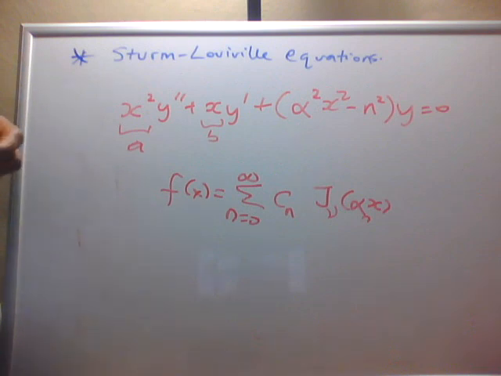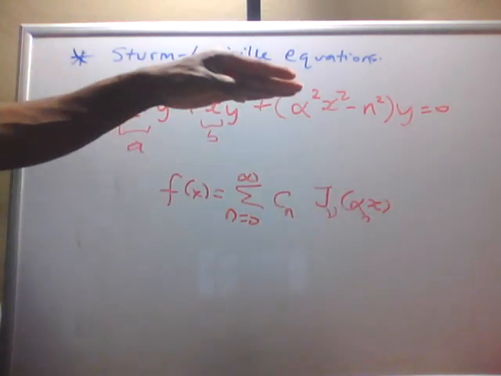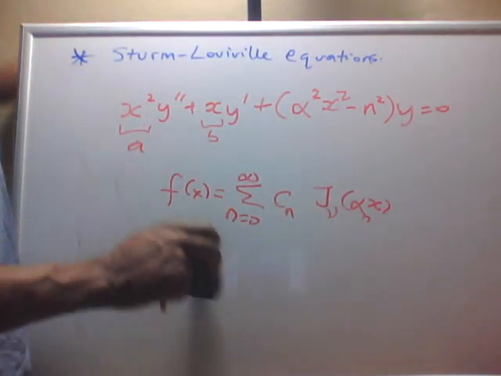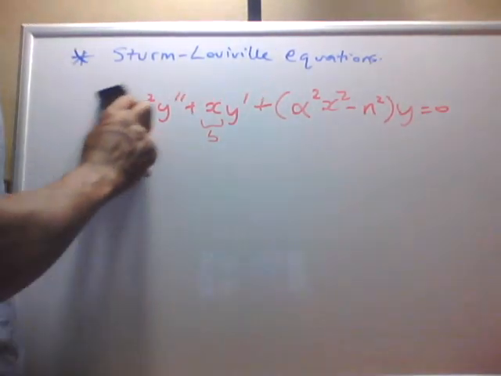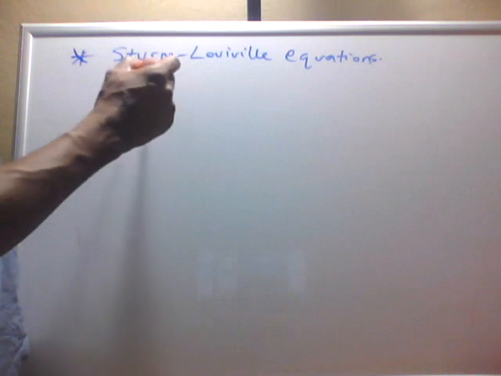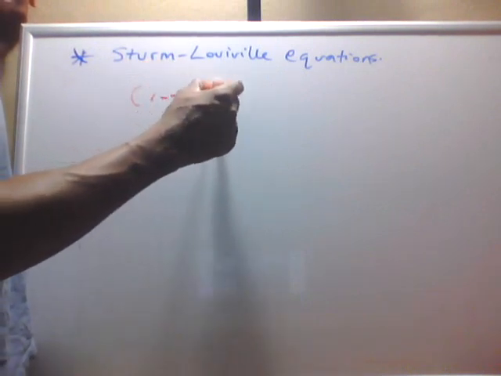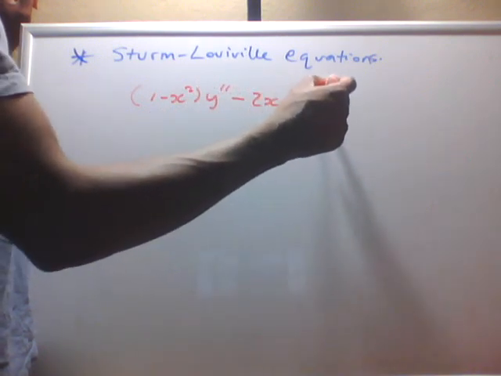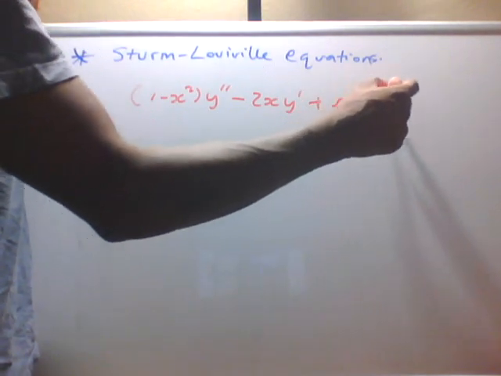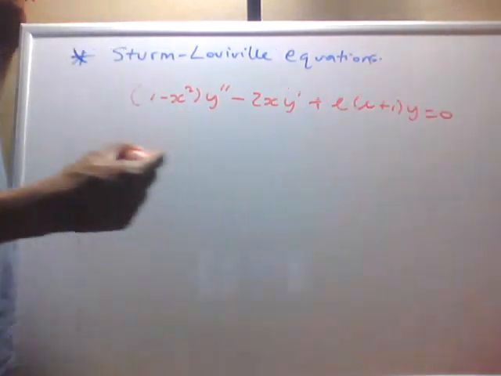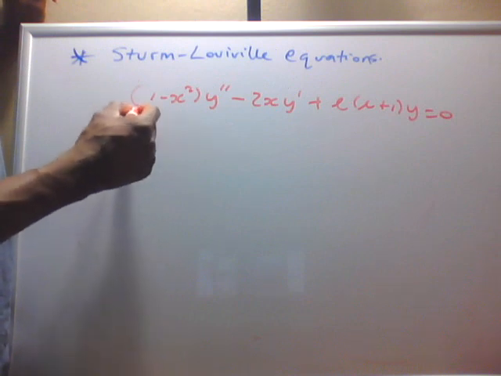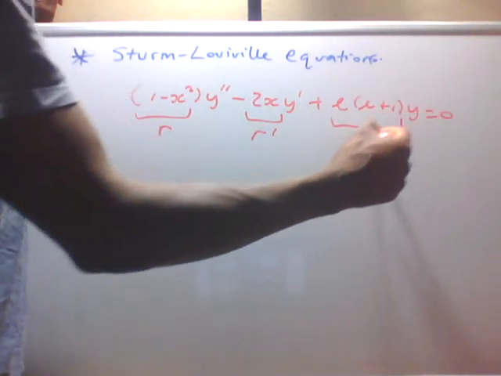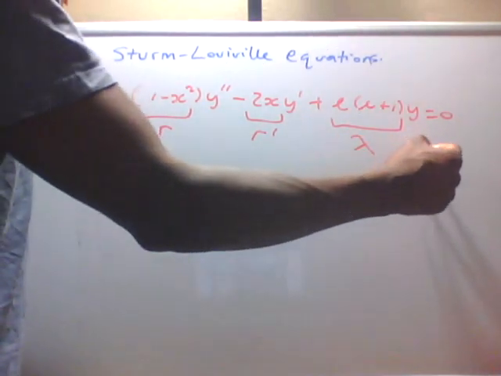Okay? So we can expand it as an orthogonal set of functions, where the function is the solution to the original eigenvalue problem. We showed also for Legendre polynomials that for this form, this was r prime, and this here was our lambda, and our weight function was 1.